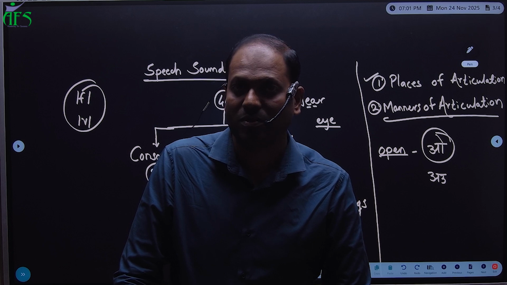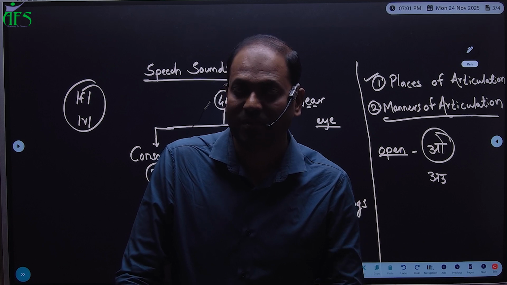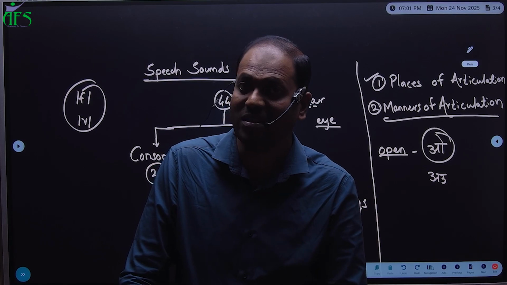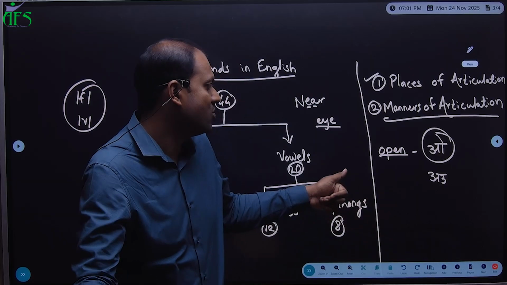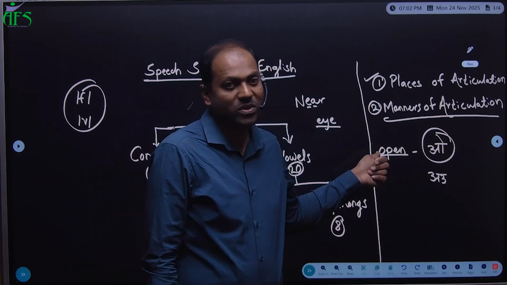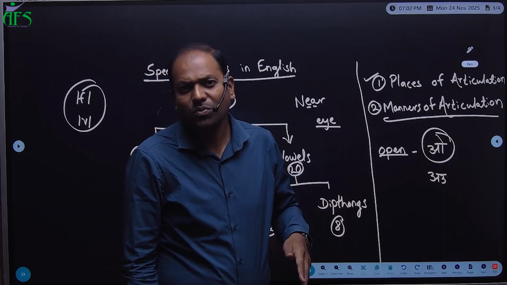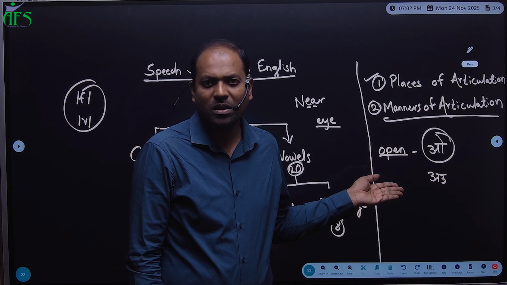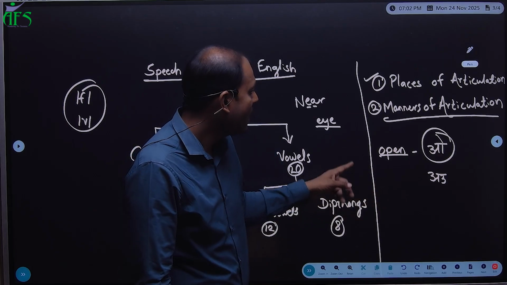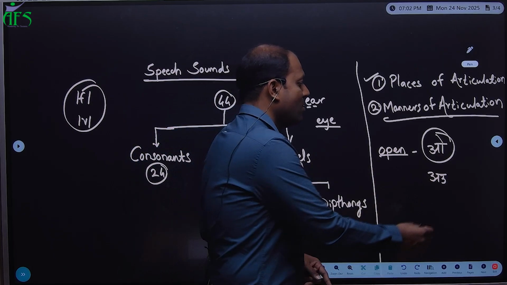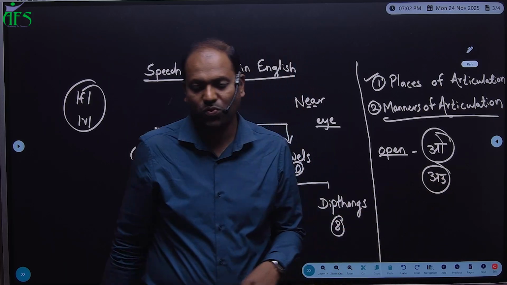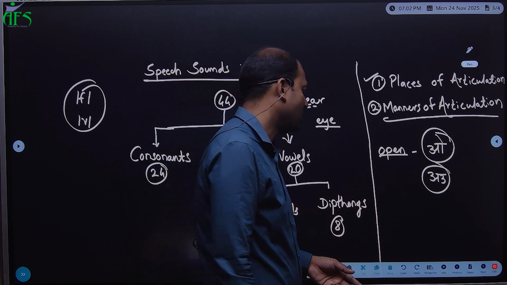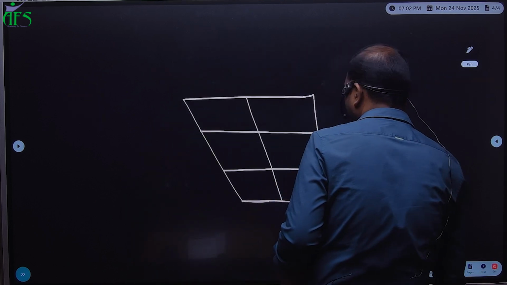Or show, go. If you listen carefully to the British pronunciation, which follows RP, received pronunciation, you will find such utterance for the words open, go, show. Got it? So this is also a diphthong, a plus U. So we'll study those pure vowels, how they are uttered and what kind of things are there.